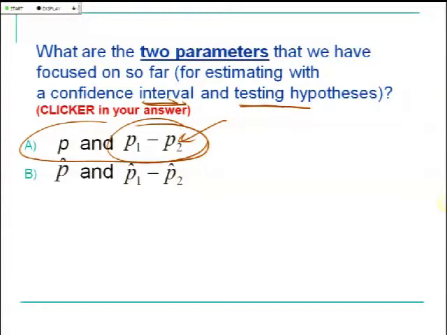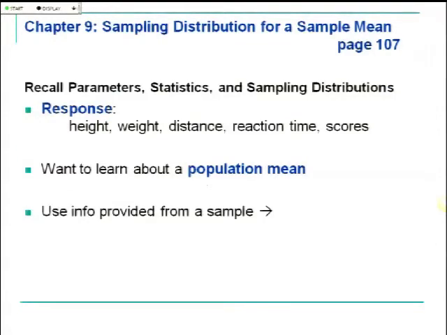Which would be your answer, A or B, if I asked you to identify the quantities that have a sampling distribution? That would be B. What kind of things have a sampling distribution? The statistics. Those quantities that are based on a sample results that would vary from one sample to the next, or from independent samples to the next for the two proportions. All right. We're moving on to page 107. We're moving on to what if the response is not yes or no, success or failure.